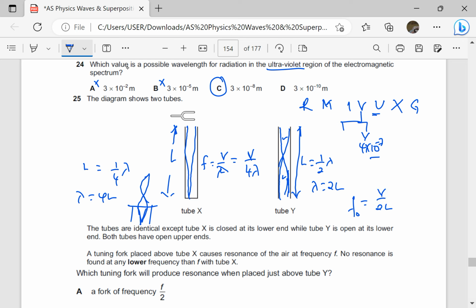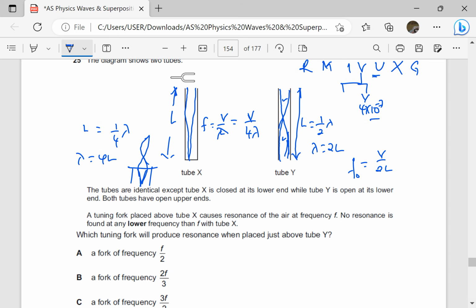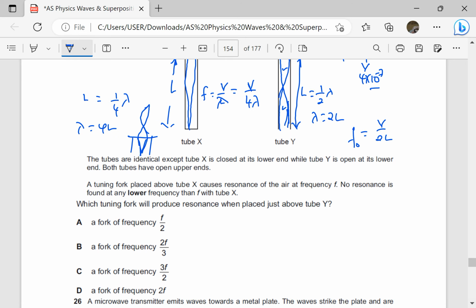What is the relationship between F naught and F? If I multiply F by 2, I get F naught. You notice that F naught is equal to twice F. If I put here times 2, I will get this one here, which means F naught is twice F.